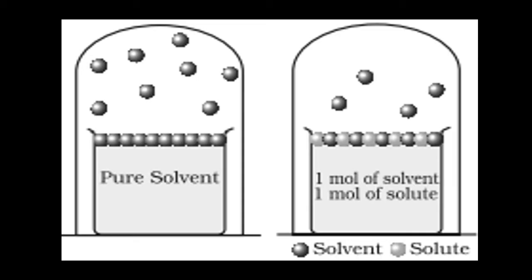This is a picture where you can see in case of pure solvent there will be maximum evaporation of solvent and hence the vapor pressure will be high, but in case of solution there will be presence of both solute and solvent particles at the surface. So solute particles hinder the evaporation of solvent molecules, hence the vapor pressure of the solution becomes low.